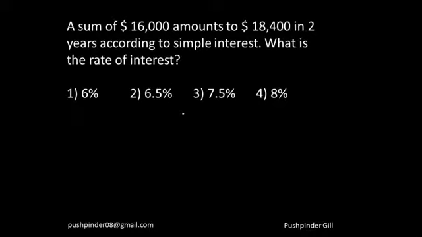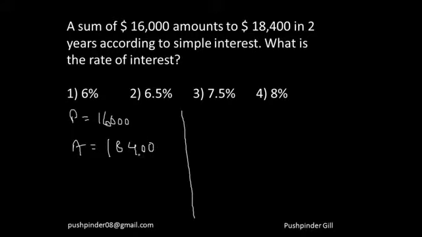Okay, so there are two ways to do that question. In fact, there's only one way, but I'm going to show you how you can approach this question in two ways. First of all, using the simple way. You know that principal is equal to 16,000, and you know that amount is equal to 18,400, and you know that the time is equal to 2 years. Fine. And what do you need to find? You need to calculate the rate of interest.